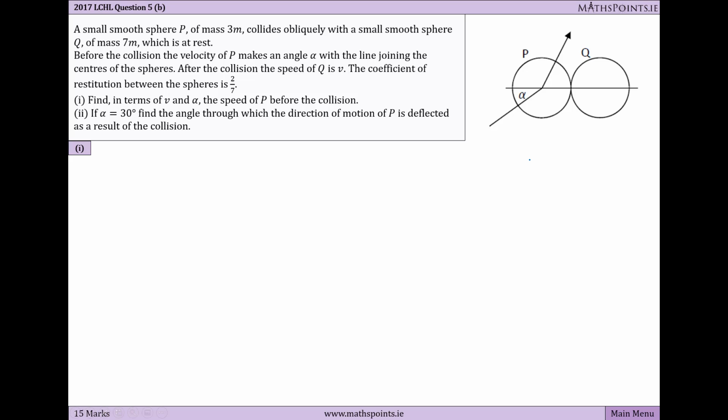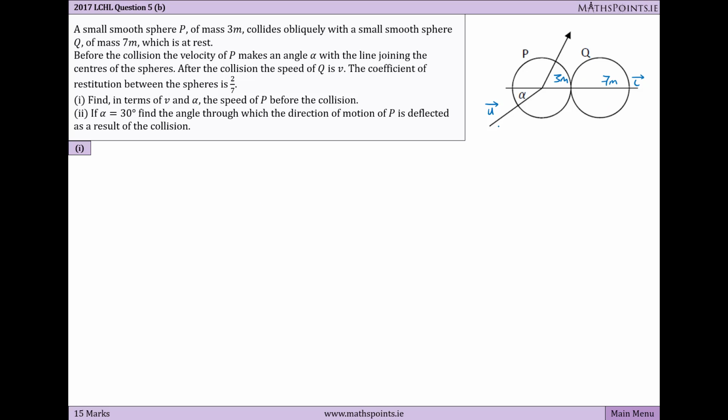Okay, so in this question we have a sphere P of mass 3m moving with a velocity of u at an angle of alpha to the horizontal, or the i direction. We have another sphere Q which is initially at rest and it has a mass of 7m.